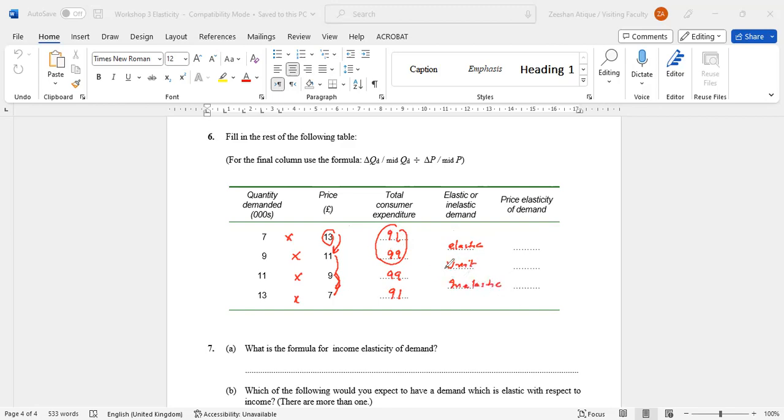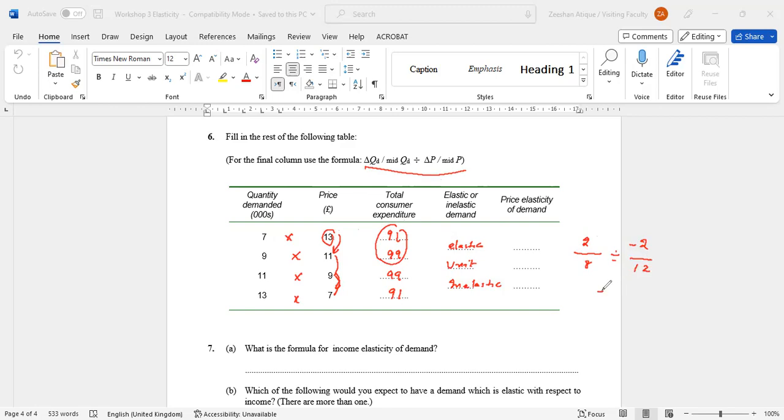If you want to measure the price elasticity of demand, here you have been asked to use this formula. Initially, the change in quantity, from 7 to 9, is 2. You divide that by the mid Q, which is 8. This is divided by the change in price, from 13 to 11, so this is minus 2. And the midpoint of these two prices is 12.